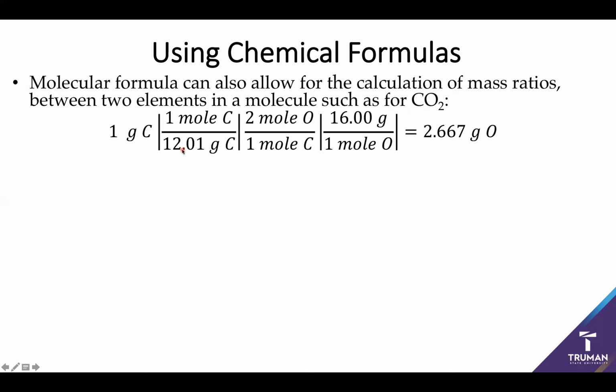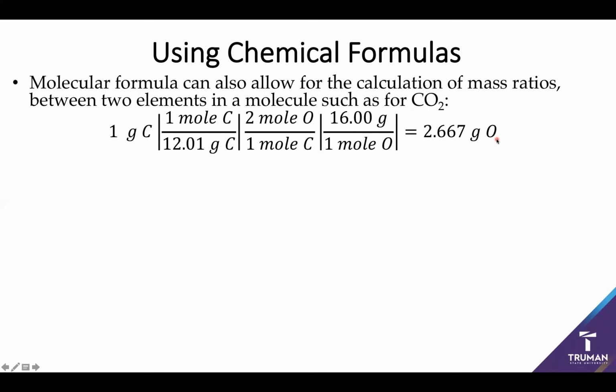We're going to do the same process of unit analysis. I can turn grams of carbon into moles of carbon. Then using my molecular formula, I know that for every 1 mole of carbon, I've got 2 moles of oxygen. And then turn moles of oxygen into mass of oxygen. So for every 1 gram of carbon, I've got about 2.7 grams of oxygen.